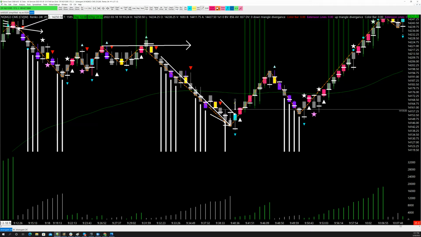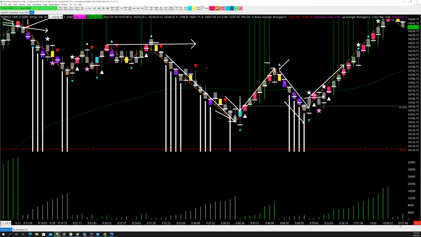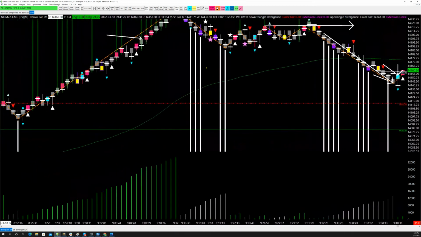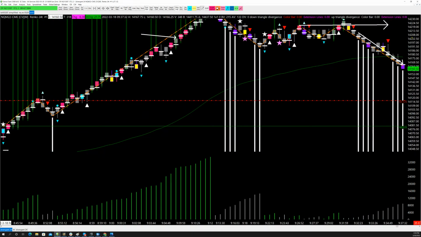White bar, speed bar, pump, right? Green bar, last green bar in a series, yellow speed bar, down. Four white bars in a row, right? Star, up, right? If I come over here to the left a little bit where it got choppy, it's kind of the same idea, same concept, right?